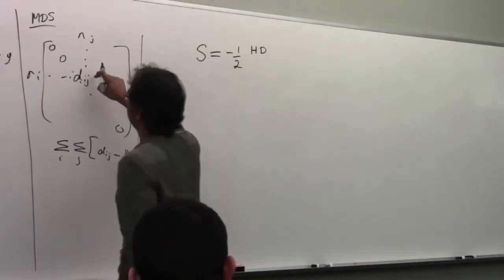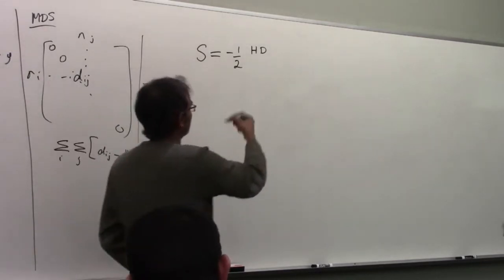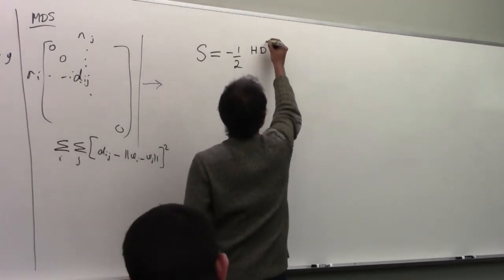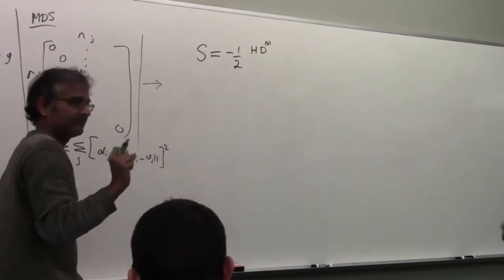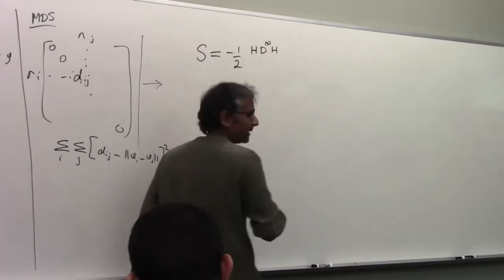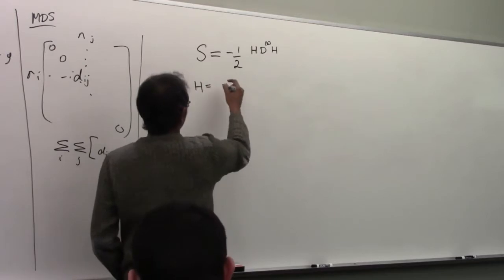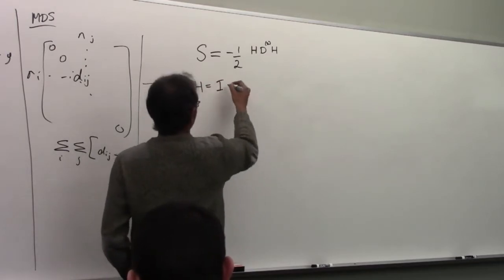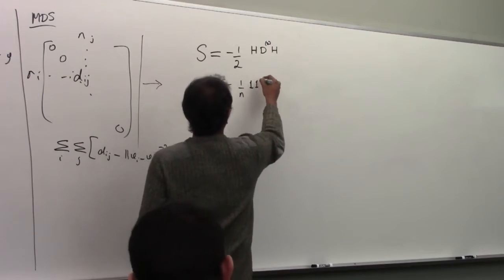So we'll call this matrix D. When I say D squared, I'm going to mean by putting the squares on every element. It's not a square of the matrix, but it's an element by element squaring. Where H is equal to the identity matrix minus 1 over n, the all ones matrix times this transpose.